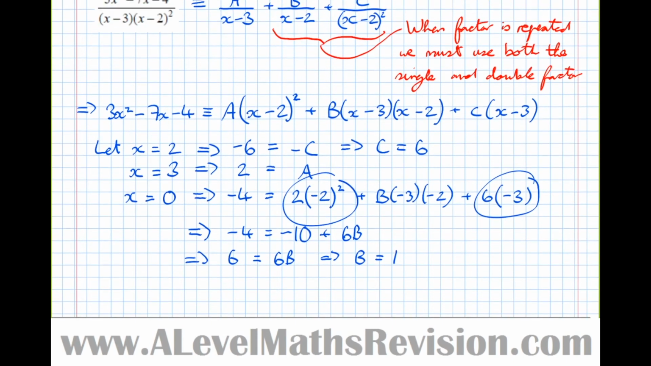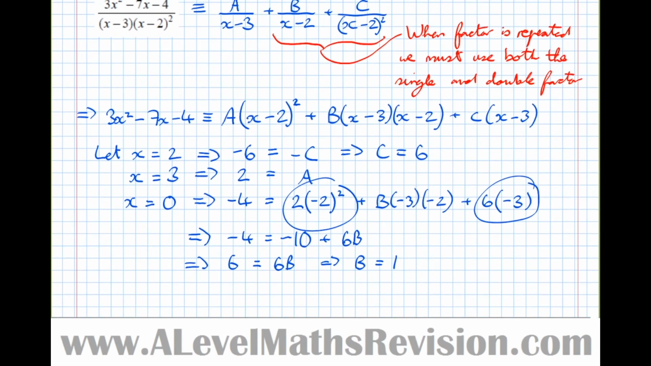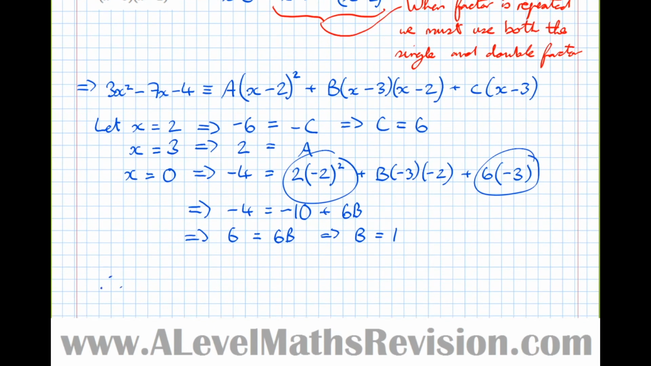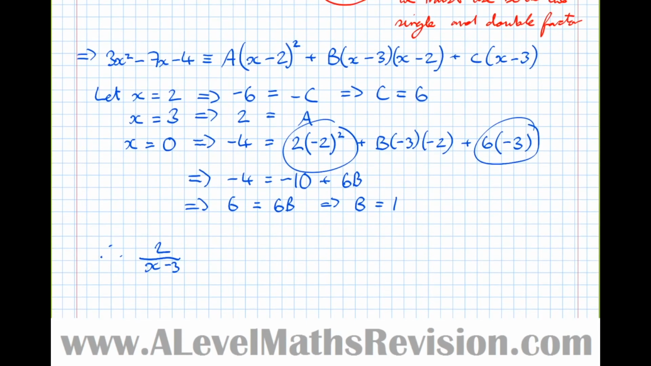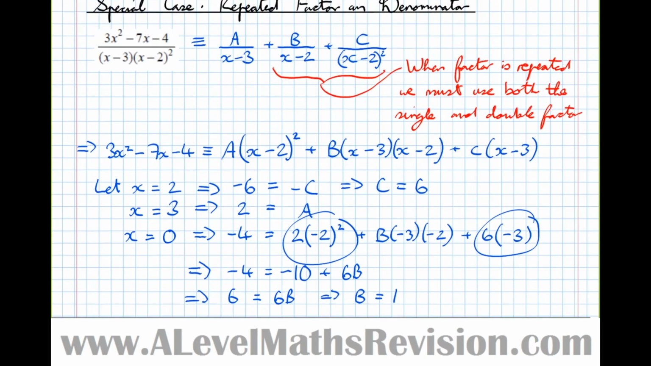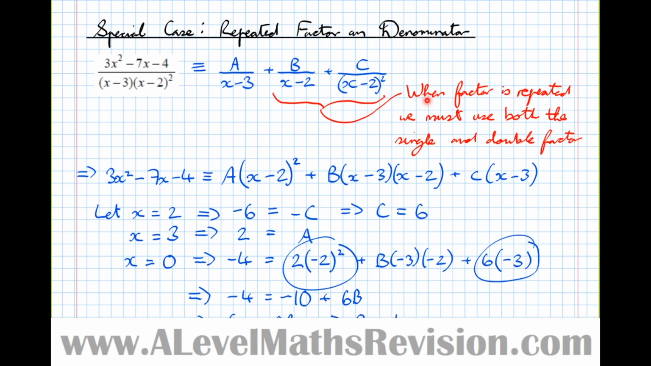So conclude. So we've got a over x minus 3, so 2 over x minus 3 plus b, which is 1 over x minus 2 plus c over x minus 2 squared. So the key point with this example, and the thing you've got to remember, when there's a double factor, we must have the single and the double factor in our fraction.